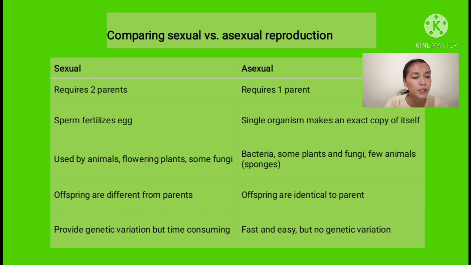However, in asexual reproduction, it requires one parent. A single organism makes an exact copy of itself. Bacteria, some plants and fungi, and a few animals such as sponges belong to asexual reproduction. Offspring are identical to the parent, and it is fast and easy but has no genetic variation.